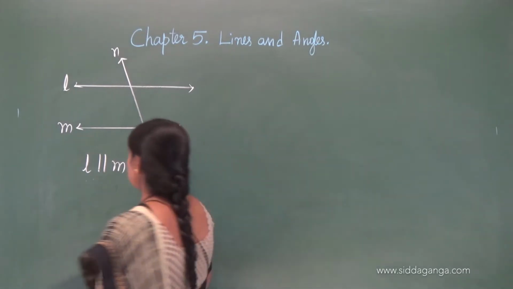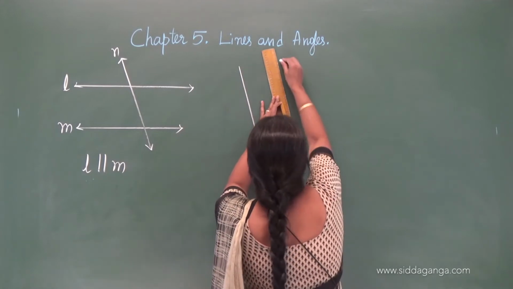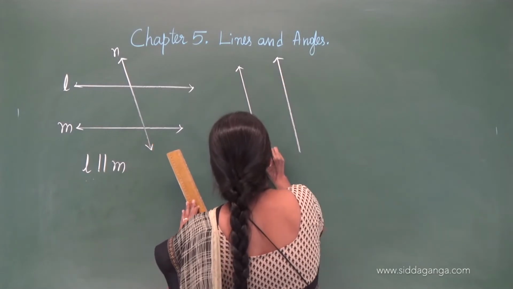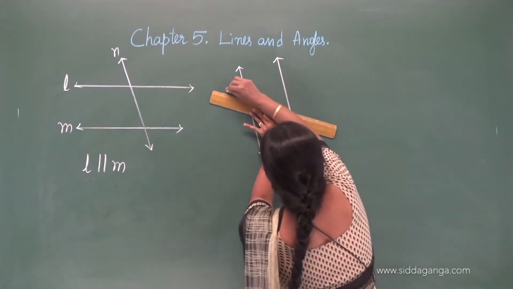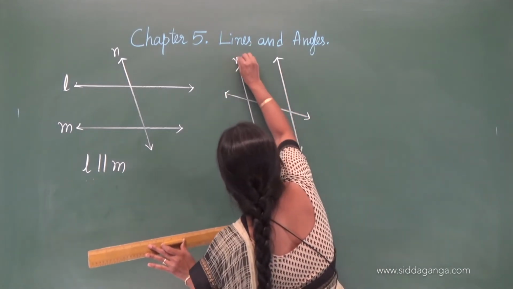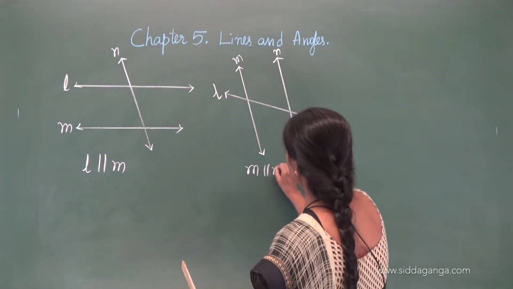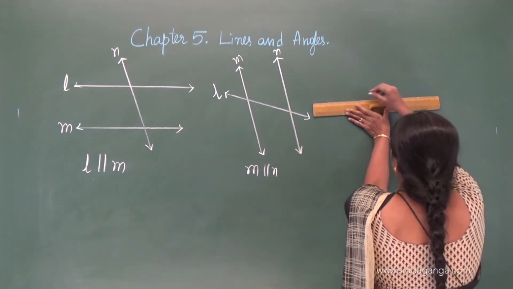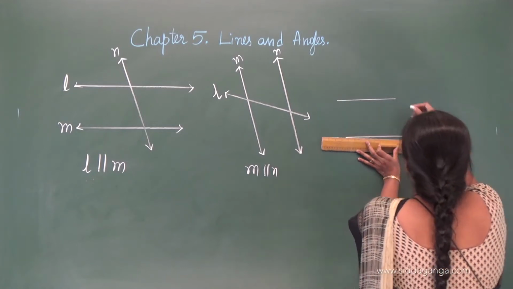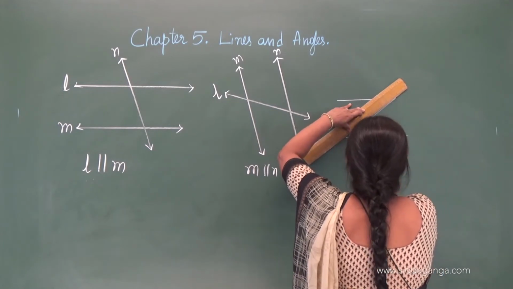Then we can write like this. If I write two parallel lines like this, then I can write the transversal like this. This is the transversal for these lines. Consider these as M and N, and this is L. Here M is parallel to N, and these two are the parallel lines. Then I can write the transversal like this.